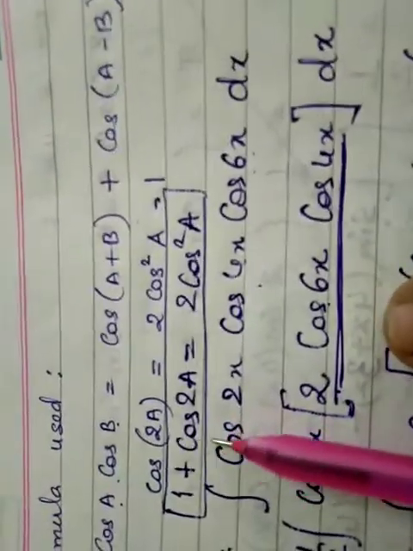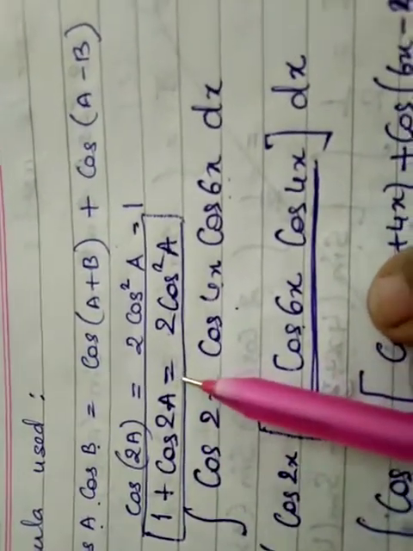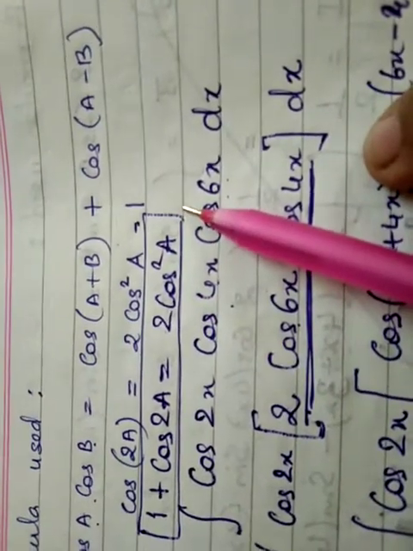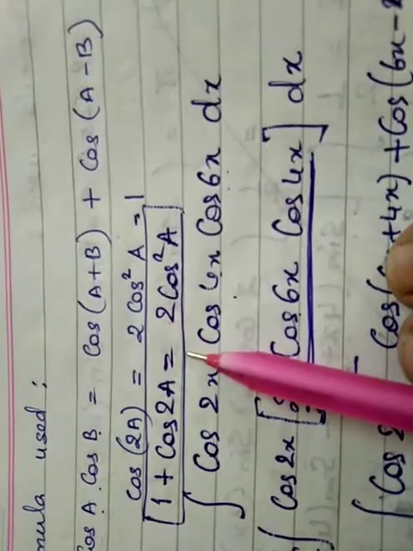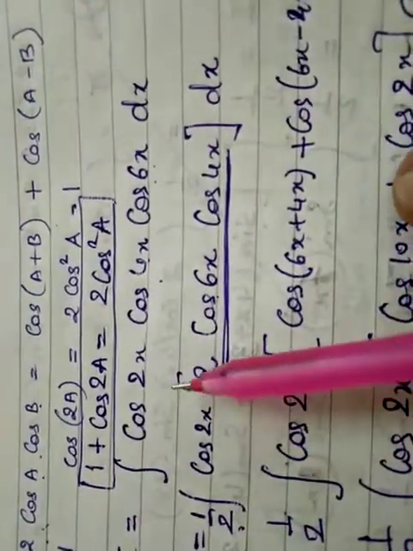Now you go to a similar type of next question over here, and the formula is going to be used as 1 plus cos of 2a is 2 cos squared a. That is, you can write 2 cos squared a as 1 plus cos of 2a, and therefore this is going to be used over here. Let's come to the question.